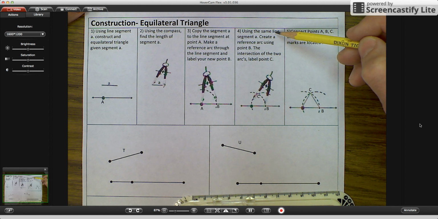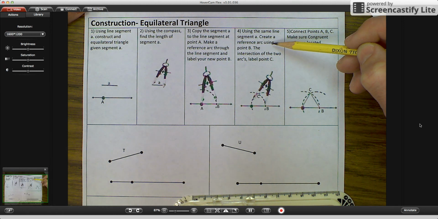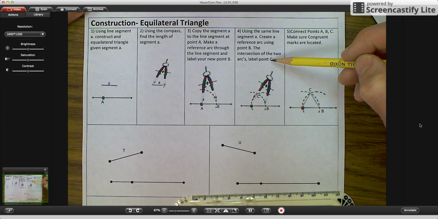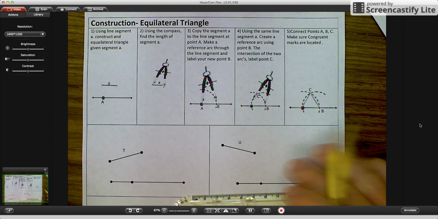Then it says, step 4, using the same line segment A, create a reference arc using point B. The intersection of the two arcs, label point C. And then connect points A, B, and C. Make sure congruent marks are located. Okay, so let's get started.